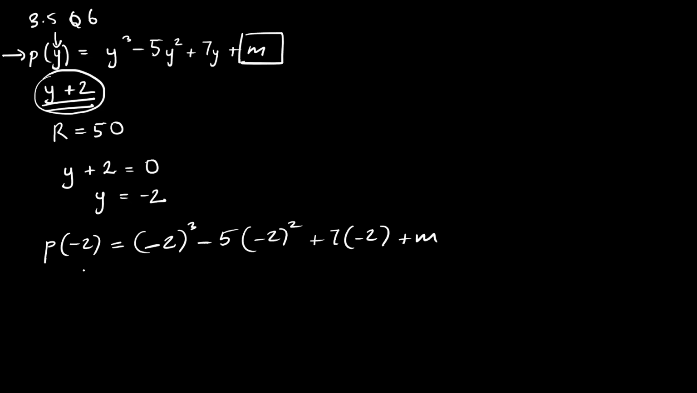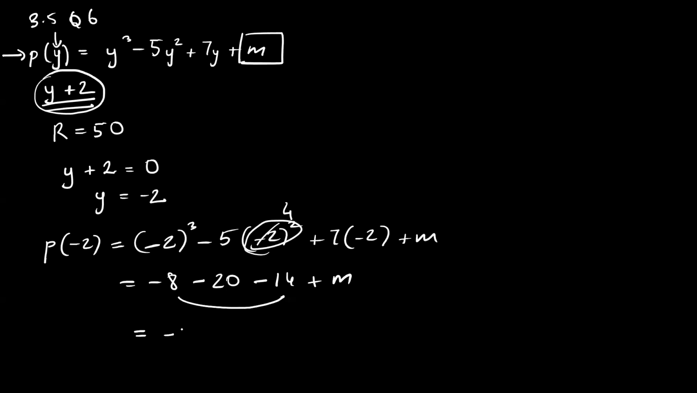Okay. So this if I solve, minus 2 cube is minus 8. Minus 2 square is 4. This becomes 4. 5 fours are 20, so minus 20. Multiplying this, minus 14 plus n. If I add 8 and 14, this will become 22. 22 plus 20 is 42. Fine. Now you know that whatever we get by solving is the remainder.